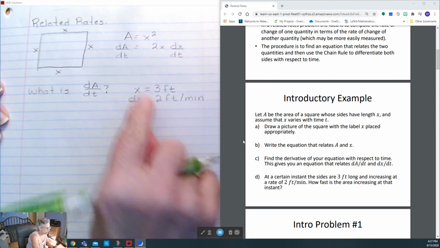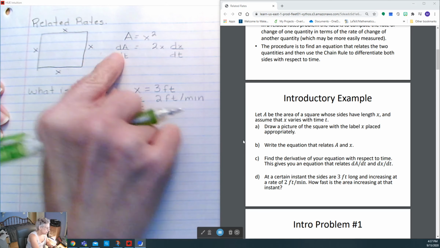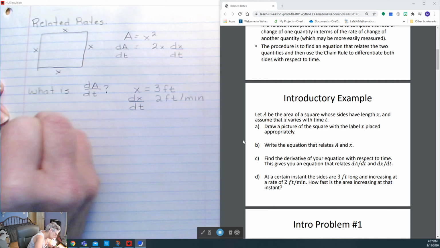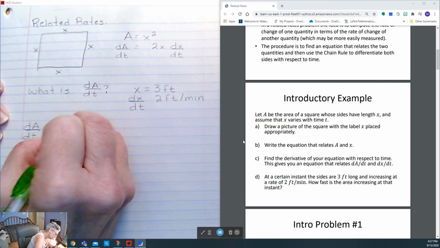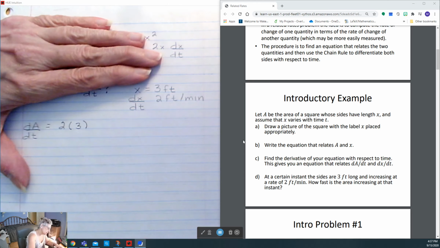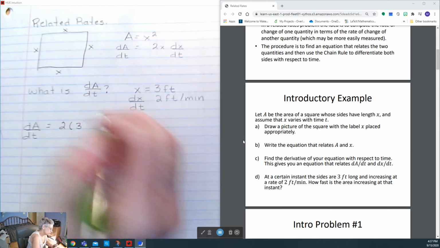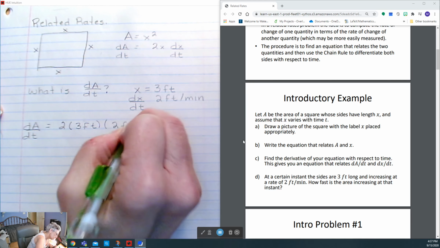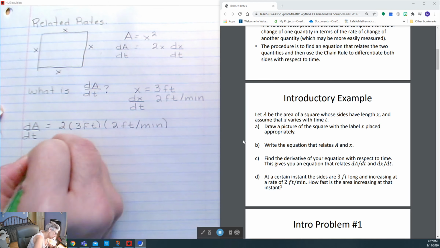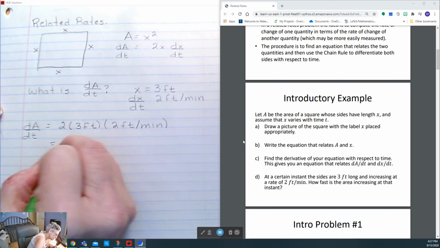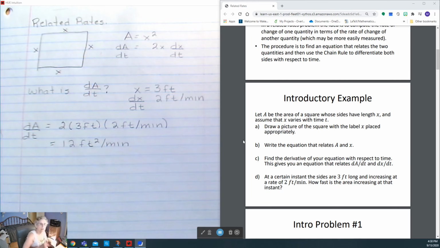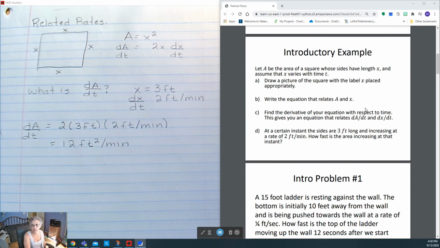So we're given x and we're given dx/dt, so we can just plug and chug and figure out dA/dt is 2 times 3 feet. I'm going to keep my units in here because it keeps me straight. 3 feet times 2 feet per minute, and we end up with 2 times 3 times 2, 12 square feet per minute. Perfect. Easy example.